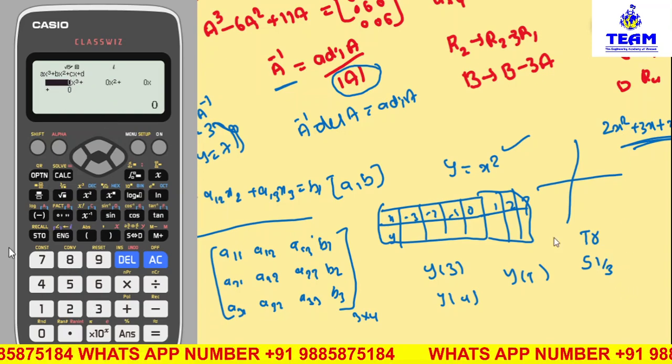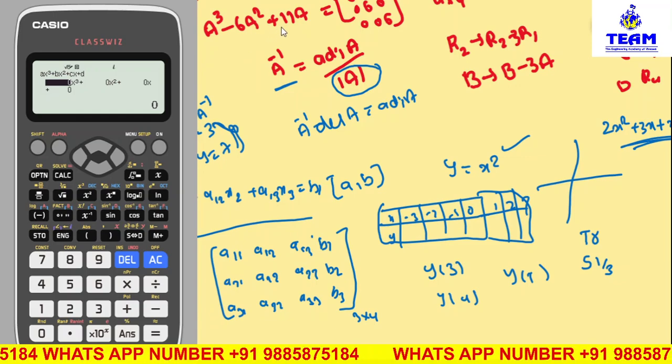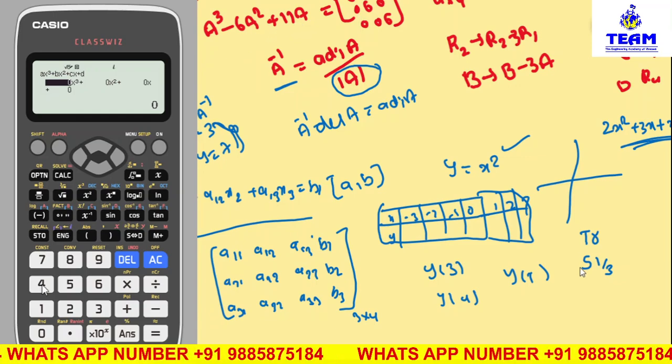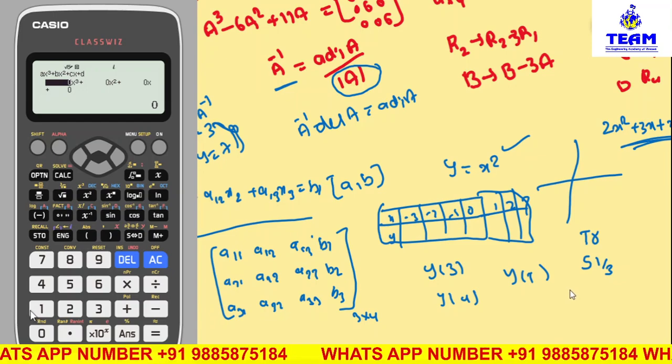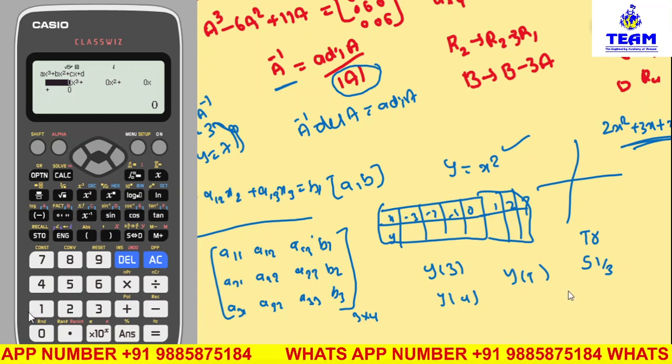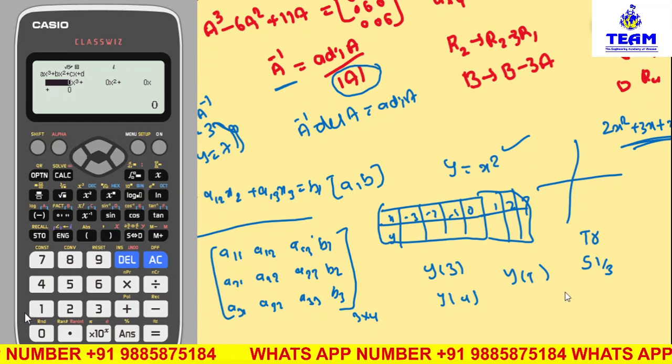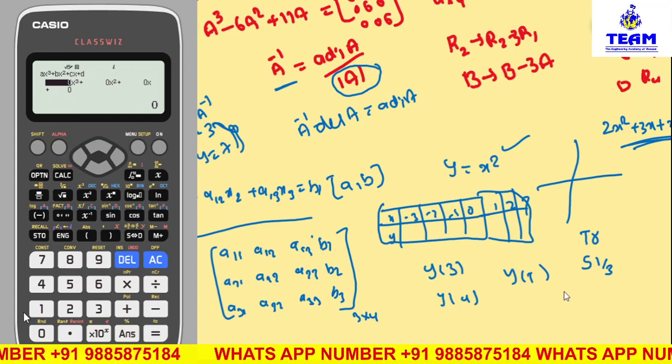Suppose I have an equation, you see here: a cube minus 6a square plus 11a minus 6 is equal to 0. I will go for that one. So we can find out the eigenvalues, friends. If you want a complementary function also, we can find out the complementary function.